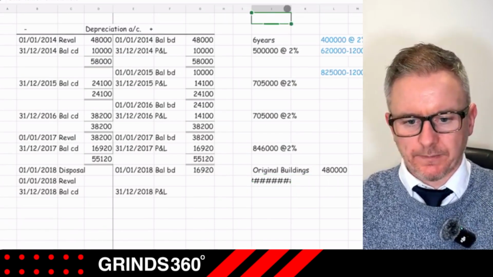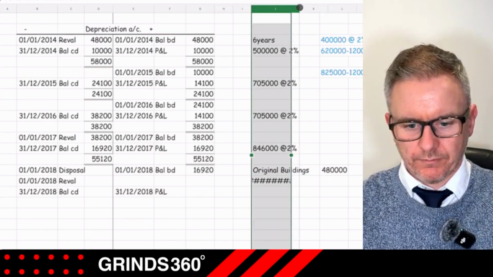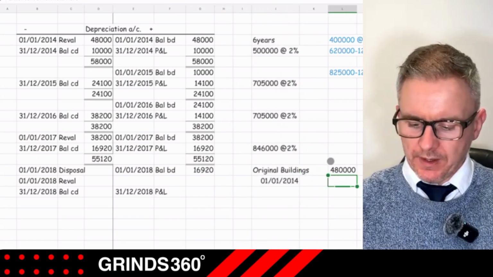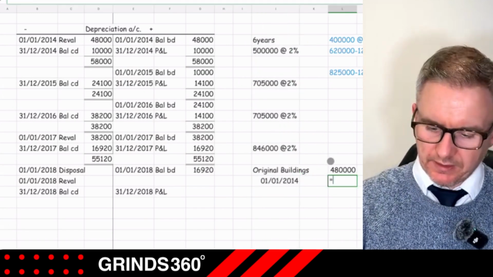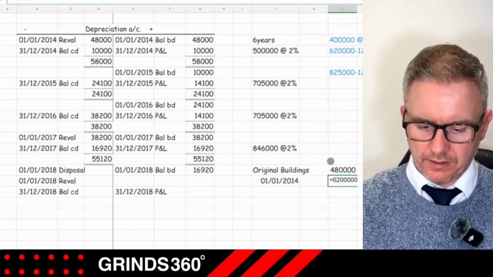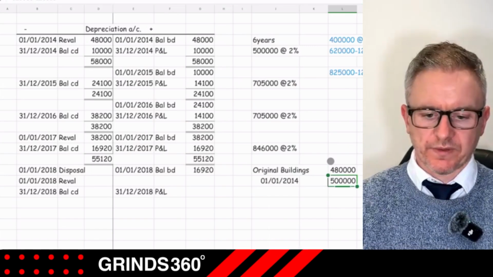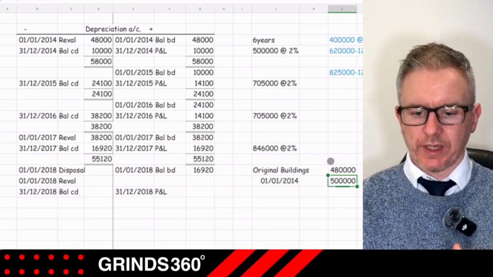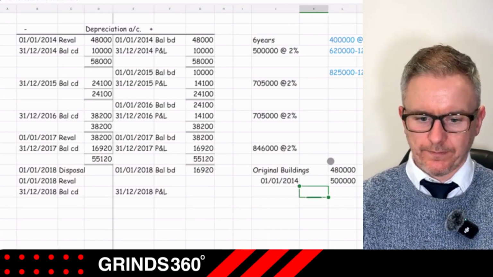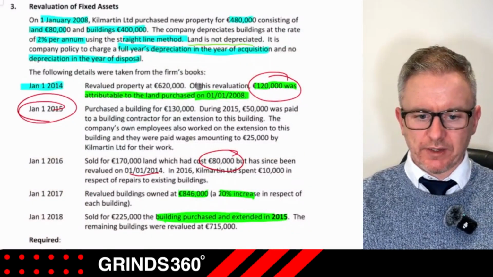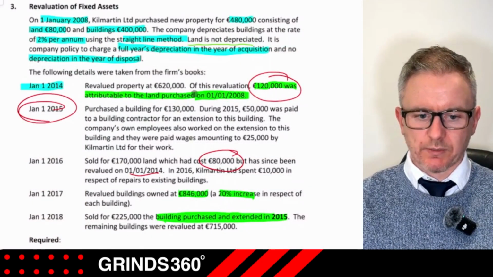So we came along and there was a revaluation. So what did we bring those up to? So remember we revalued everything to 620,000. But 120,000 of that was for land. So we know that we had revalued to 500,000 euro. So if you look here, on the 1st of January, revalued everything to 620, 120 was land.